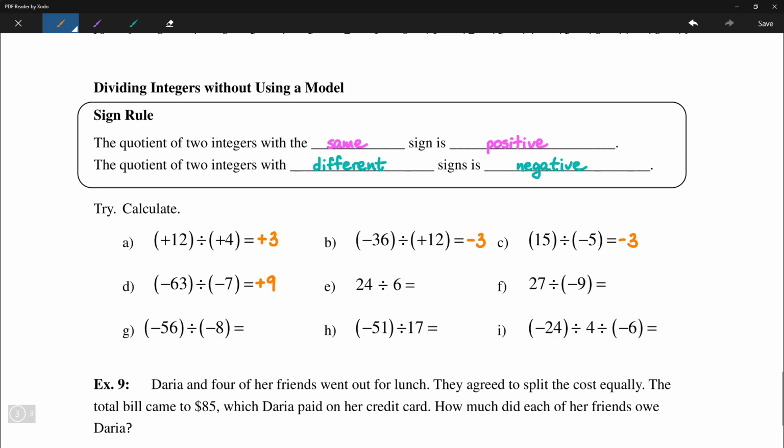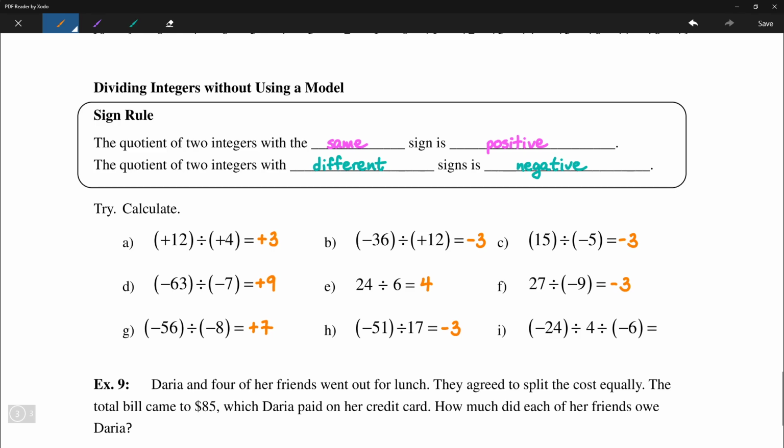24 divided by 6, again both of those are positive, so the result will be positive as well, +4. And in example F, we have 27 divided by -9. Since those have different signs, again the quotient will be negative, so this is -3 again. And for the last three, we have +7, since both the dividend and divisor are negative. Then we have -3, since -51 and +17 have different signs.